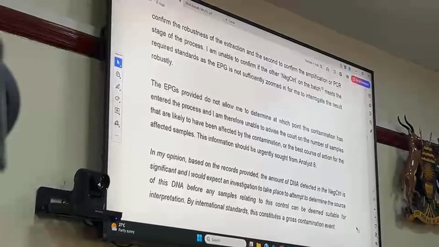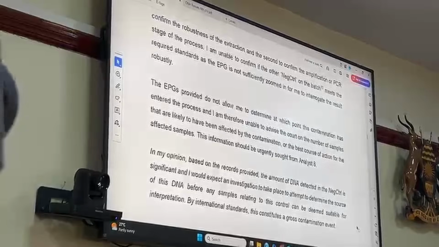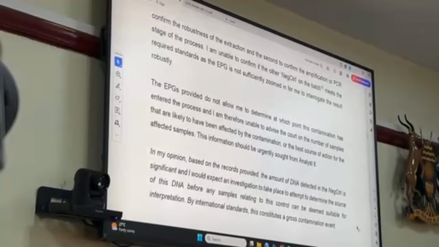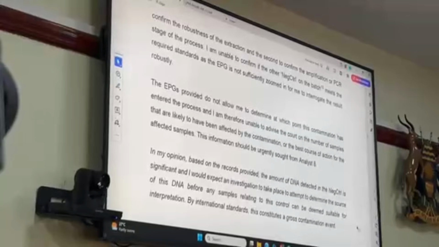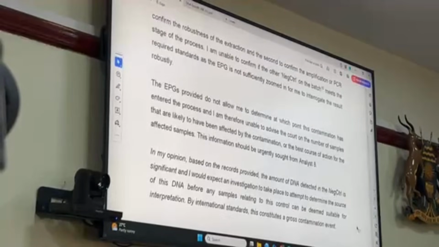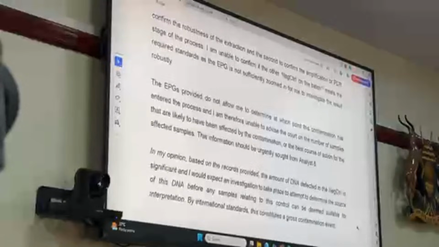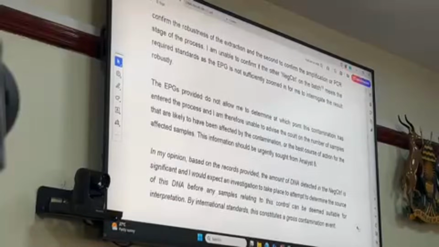This contamination in the negative control, what if any impact does it have on the rest of the batch? The true impact I'm unable to determine because I do not know at which stage this negative control entered the process. From the paperwork, it appears that it came in at the very beginning, at extraction.